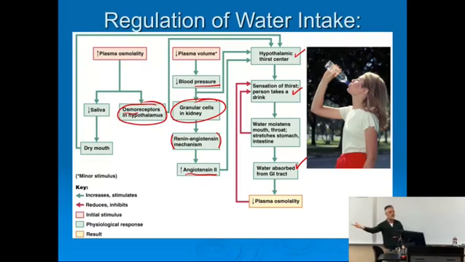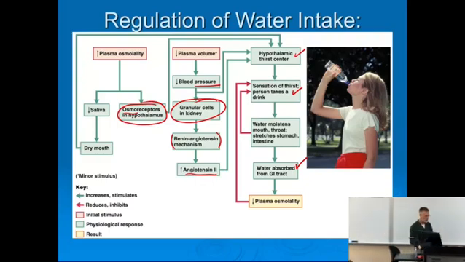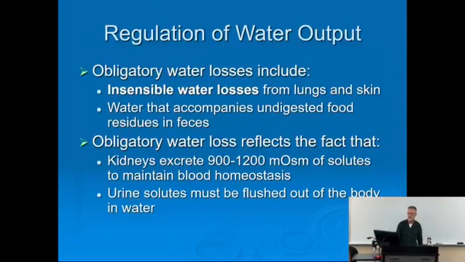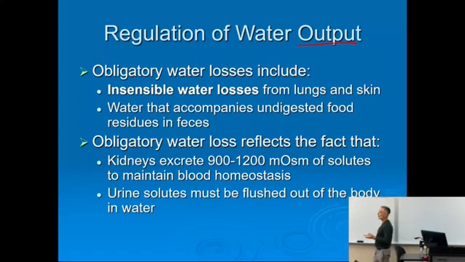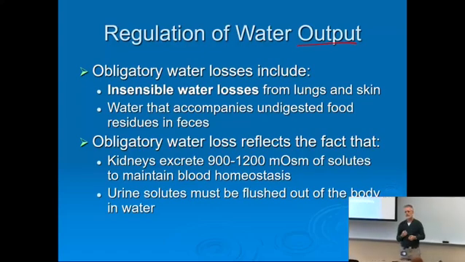But of course, we can adjust the outflow or the output as well, okay? So regulation of water output, it's going to be a balance between these. So where are we losing water in the body? Now, obviously, in the urine, right? We were talking about the urinary system. We're losing water all the time.